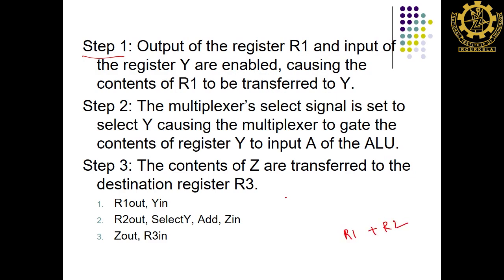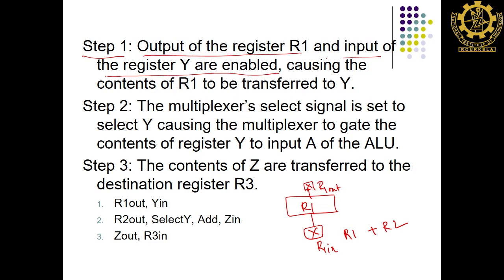So, what is R1? R1 is a register and you have one control part. We say R1 out, and then you have R1 in. You need to add this R1, therefore you have to take out the value of R1, so R1 out should be on. The output of register R1 and the input of register Y are enabled. Why? You have to go to the diagram.